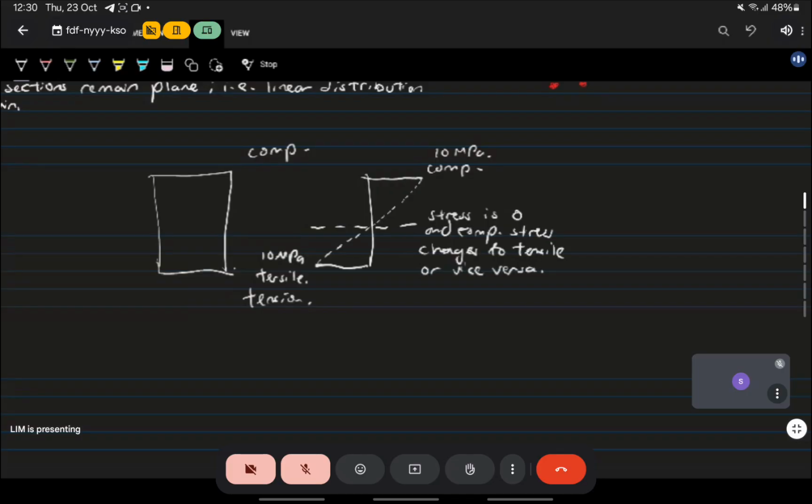Yeah, it's basically where the stress is zero. From a compressive stress of 10, it slowly reduces until the compressive stress is zero, and then it starts turning into tension and keeps increasing to the bottom. So the neutral axis is the height where this stress is zero, where it converts itself from tension to compression or from compression to tension. Okay, understood?